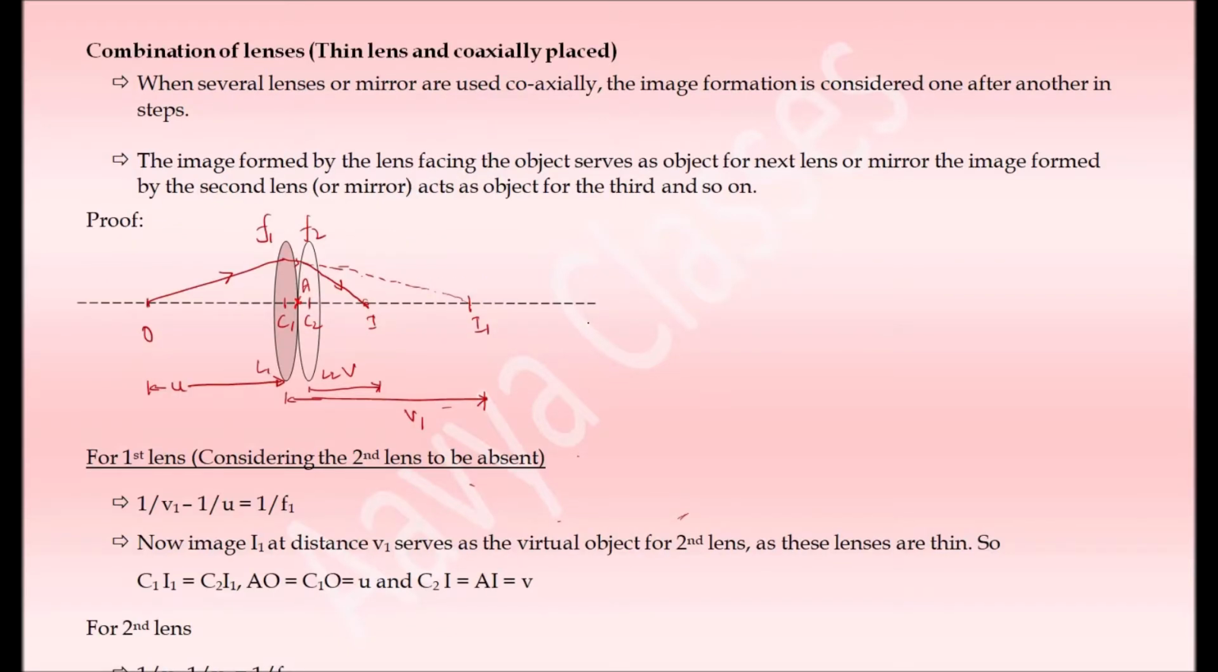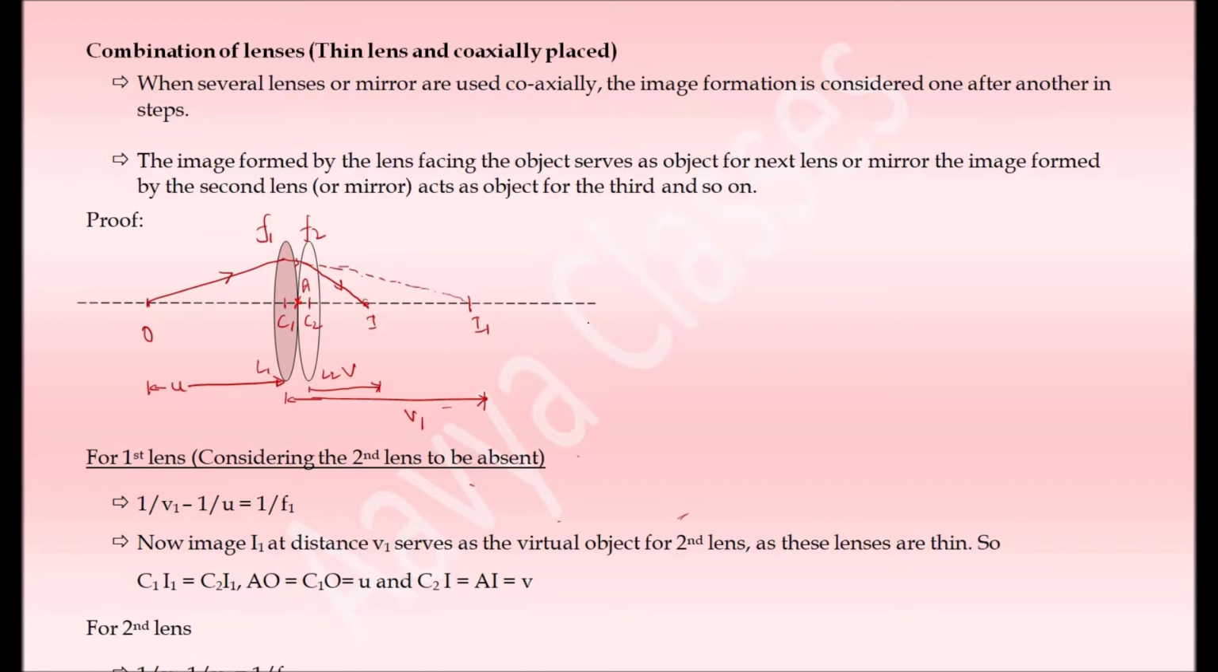In this video, we will learn about combination of lenses, and it is true for thin lenses placed coaxially. When several lenses or mirrors are used coaxially, the image formation is considered one after another in steps. We have to consider first the image formation by the first lens, and then the image by the first lens will serve as an object, in fact a virtual object, for the second lens, and the image formed by the second lens acts as an object for the third one, and so on.